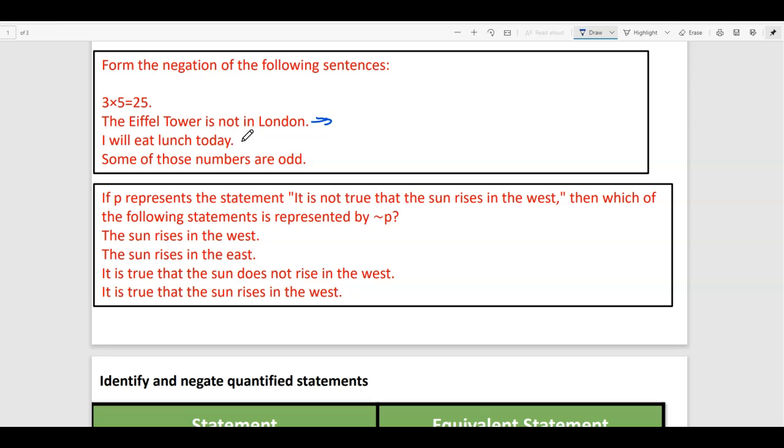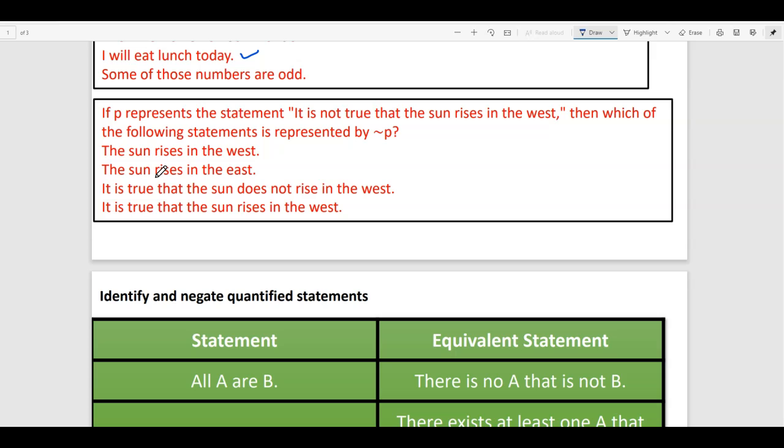I will eat lunch today. I will not eat lunch today. Some of these are odd. Some of these are not odd. It's as simple as that. We're going to look into the logic of these. If P represents the statement, it's not true that the sun rises in the west. Which of the following statements represents not P?